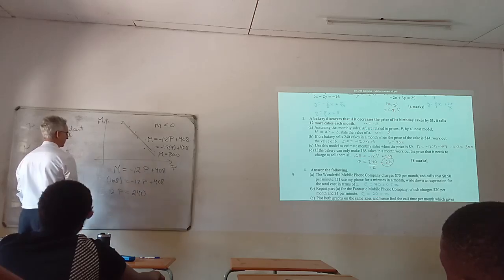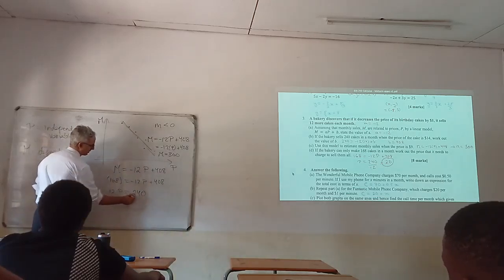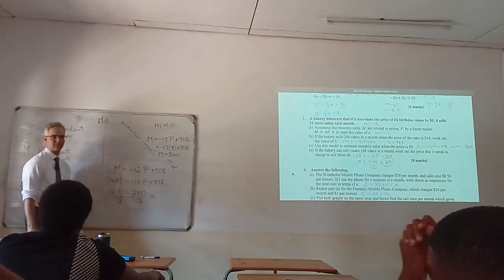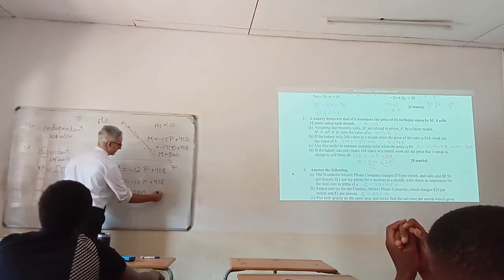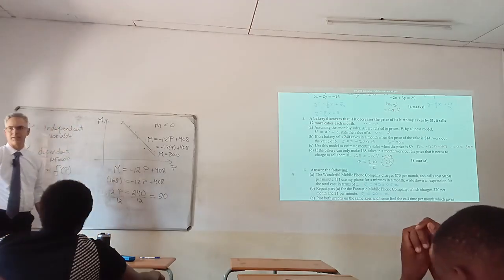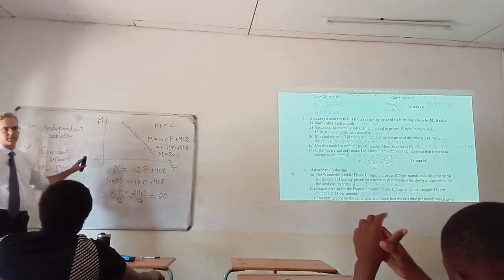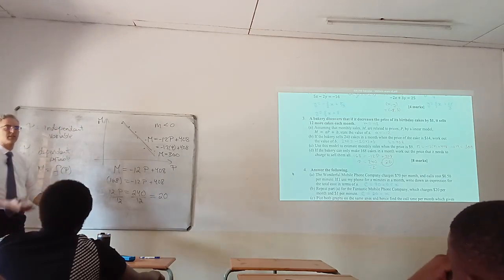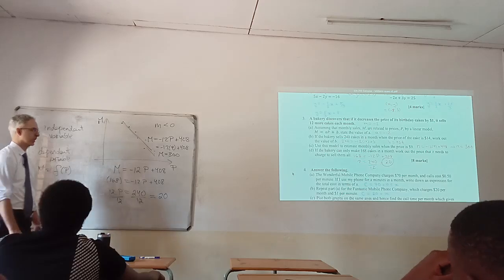240. Then I divide by 12, which is 240 divided by 12 is 20. So the price I should charge is $20. At a price of $20, I would sell 168 cakes. So then I know I should make 168 cakes. I charge $20 per cake.